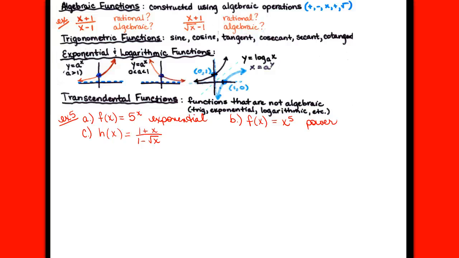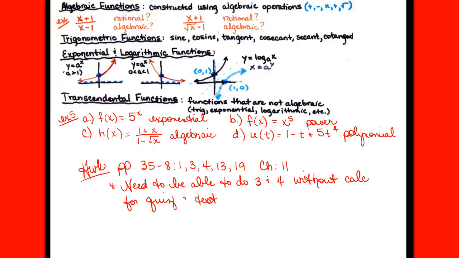1 plus x over 1 minus the square root of x. What is that? That is algebraic. Is it also rational? No, because remember we said all rational are algebraic, but not all algebraic are rational. Because that one has a radical in it, then it is not. How about D? What is this guy? Yeah, it is just a polynomial, and it's a quartic polynomial, but there's no other way that we could classify that. That's all that there is to that one.